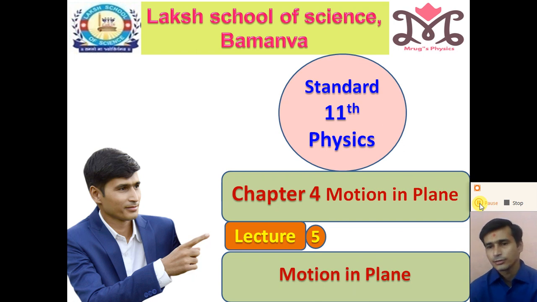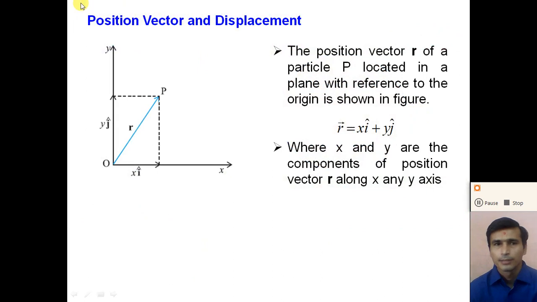Why? Because what is the definition of motion? When an object changes its position with respect to some reference point, or with respect to another object, we can say that the object is in motion. So to understand motion in 2 dimensions as well as in 3 dimensions, we need to understand what the position vector is, and how we can calculate the displacement vector. So dear student, let us start with the position vector and the displacement vector.